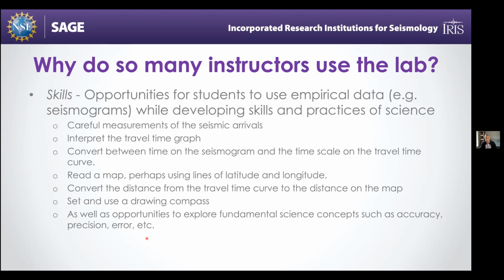They have to do some map reading of lines of latitude and longitude. Again, they're going to have to make conversions from the travel time curves to the map. They need to set a drawing compass and maybe even learn to use a drawing compass. Some of them may never have used one. And there's also some chances to talk about things like accuracy and precision and error in this lab. So there's a lot of skills that get touched upon that are included in this lab. And I'm sure that's a reason that this lab has again hung around for so long.